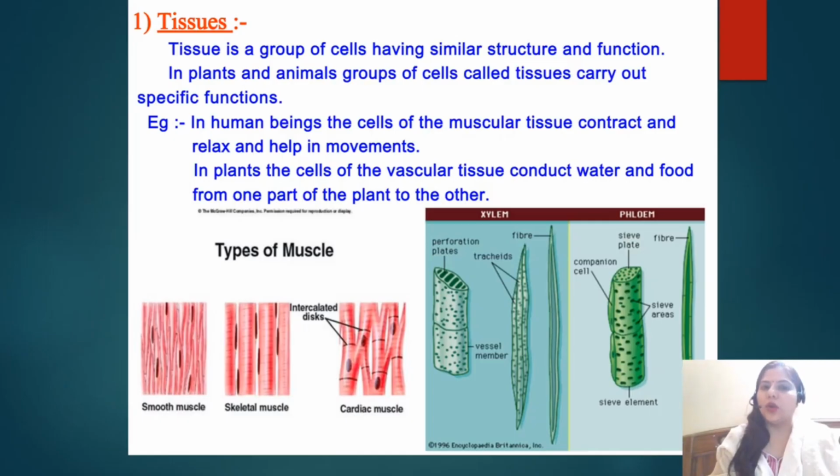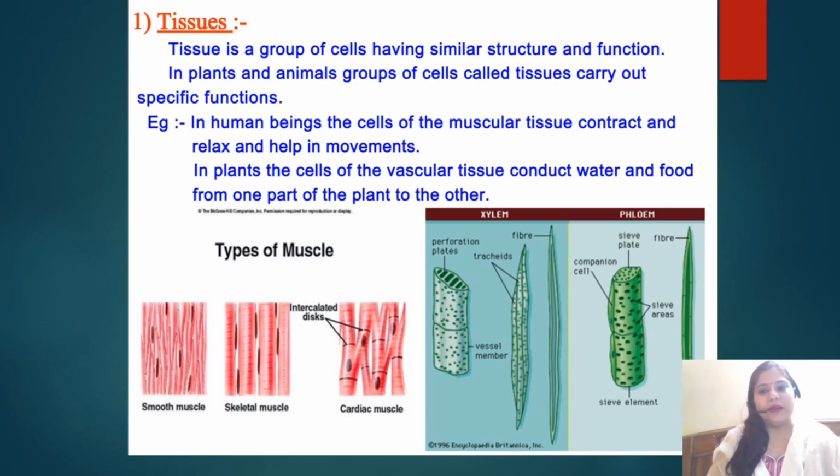Tissue is a group of cells having similar structure and function. Those cells which have the same kind of function are grouped together. Say, for example, in class also we follow division of labor, right? A group of students who are good in arts will be doing decoration of the board. We assign work like that. A group of students whose voice is good, who have interest in music, will be given the duty of the assembly, right?